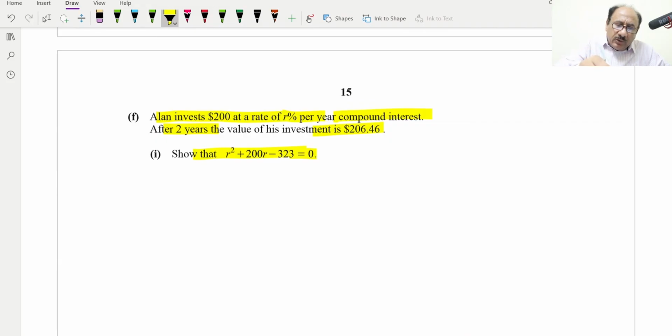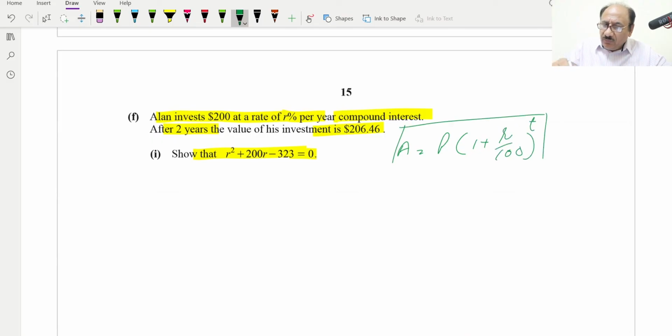We know the compound interest formula. Compound interest formula is what? Amount is equal to principal amount into 1 plus rate over 100 raised to the power t. This is the formula which we will be using, and we can write the amount after 2 years he will be getting will be this one.